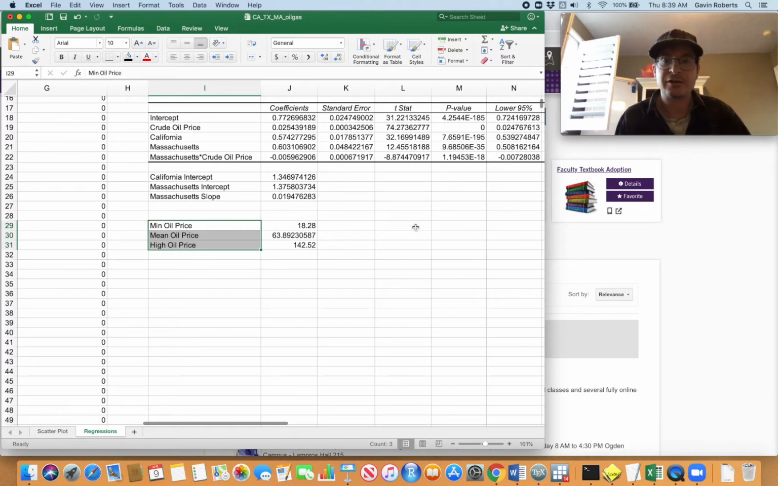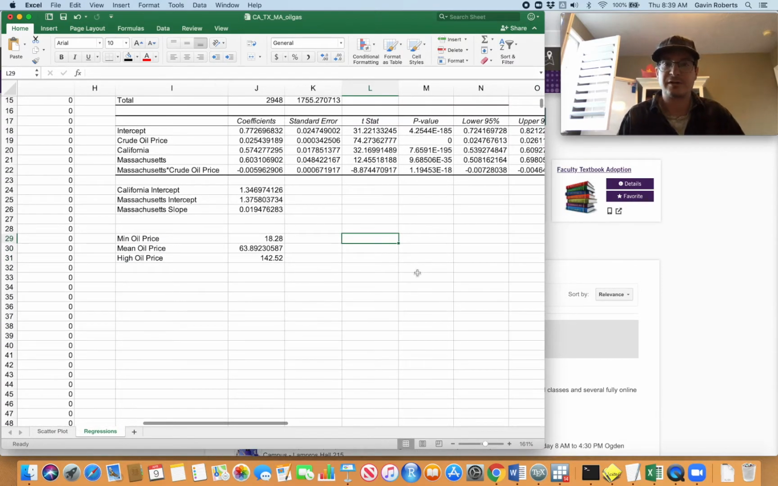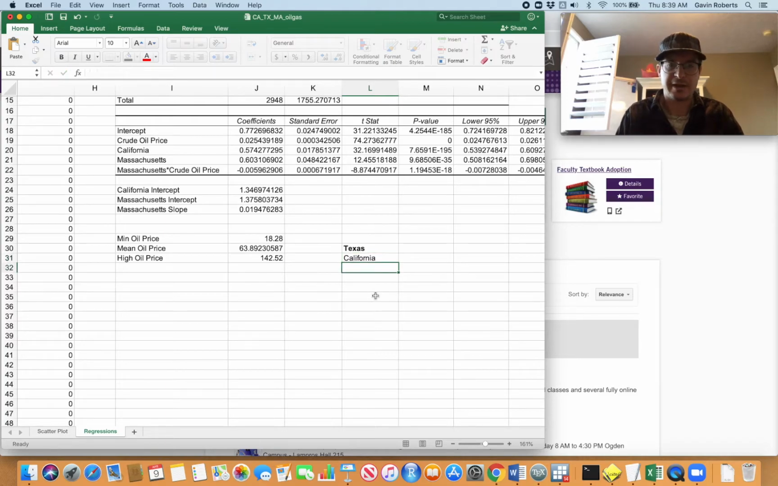So remember that really to do this, we'll go do our scenario analysis over here. We're going to have different states. So let's have Texas, California, and Massachusetts.